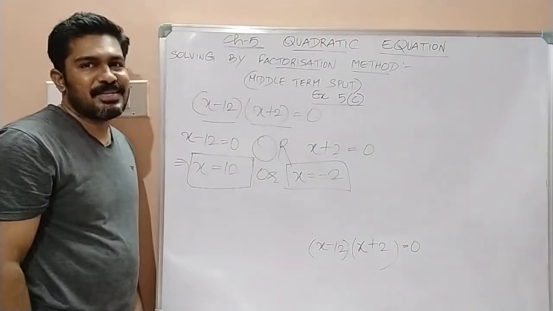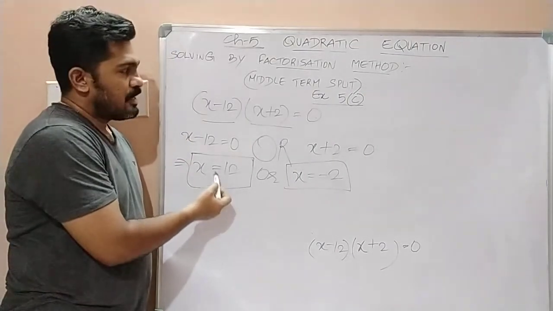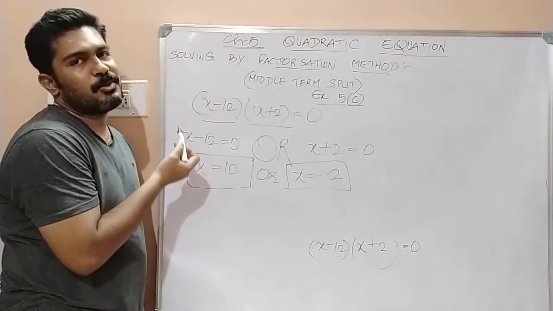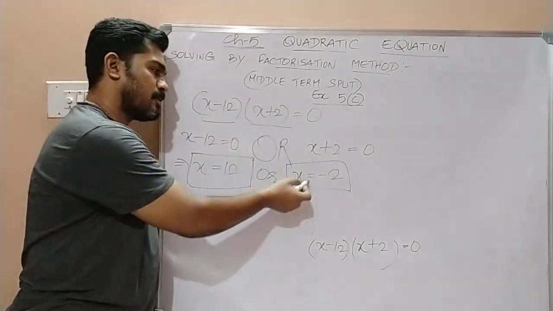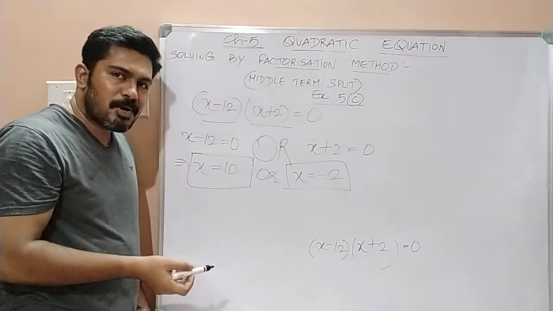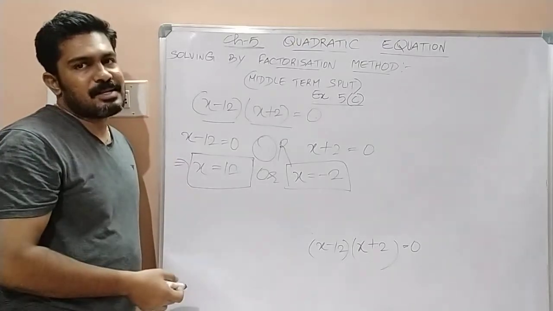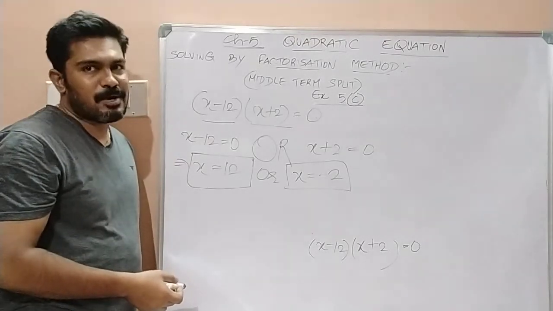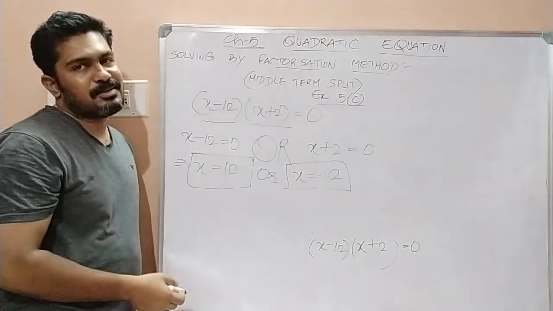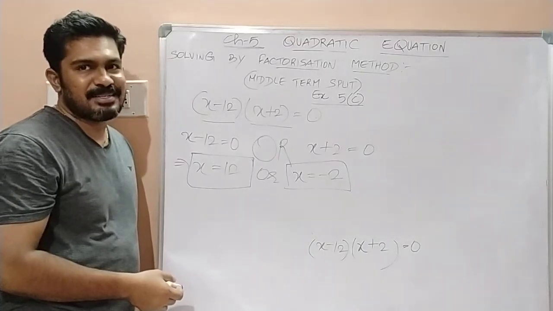You substitute x as 12 in the given quadratic equation, you will get 0. Otherwise, you substitute x as minus 2 in the same quadratic equation, you will get the result as 0. Hence, you have found both the solutions of this quadratic equation.